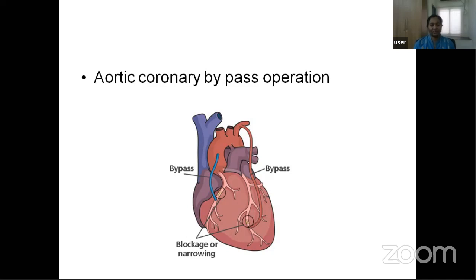Now the great saphenous vein has other clinical aspects also present, that is, it is commonly used for bypass operations for the aortic coronary bypass surgery. So again, this is an old practice where the great saphenous vein is being pulled and used in case of the coronary artery blockages. But nowadays we also have arterial bypass grafts done, but in the old time we had this bypass surgery.